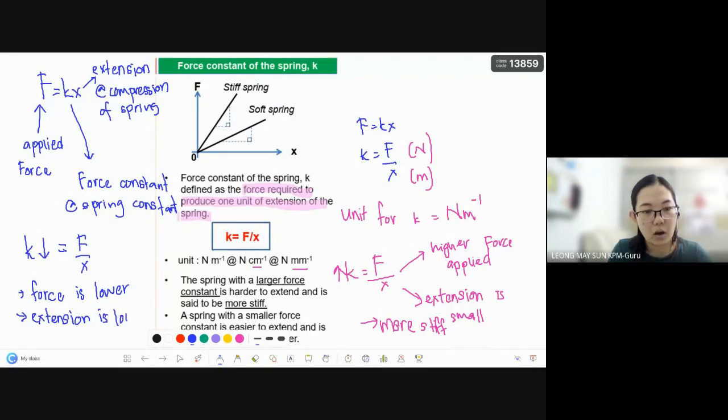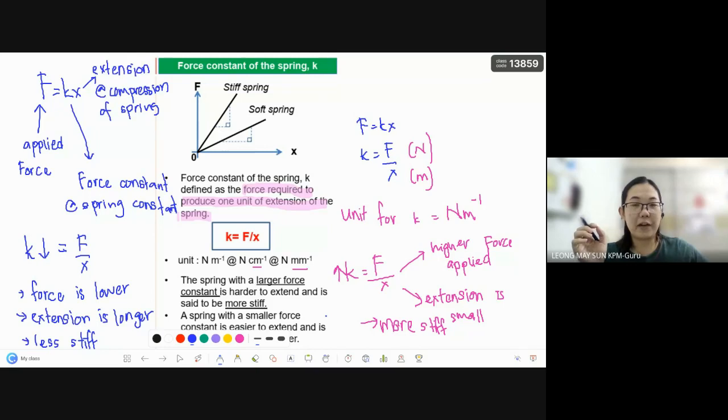Extension is longer. So if the extension is longer, what does that mean? It means that if you exert only a small amount of force, you pull it a little bit, the spring actually extends a lot. So when the spring extends a lot, this is what we call less stiff. But please do take note, we cannot consider it as less elastic or more elastic.